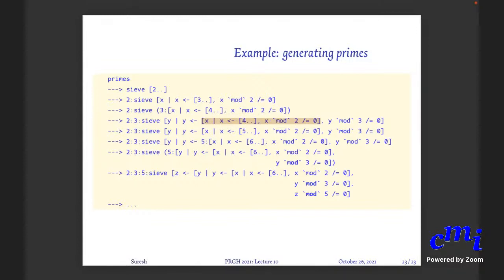So you'll throw out 4, and that will actually simplify to this: x where x comes from 5 dot dot such that x mod 2 is not equal to 0. So 5 will survive. So you'll say y such that y comes from 5 colon something x where x comes from whatever 6. This whole thing is simplified to this. Okay, this expression has been simplified to this expression.